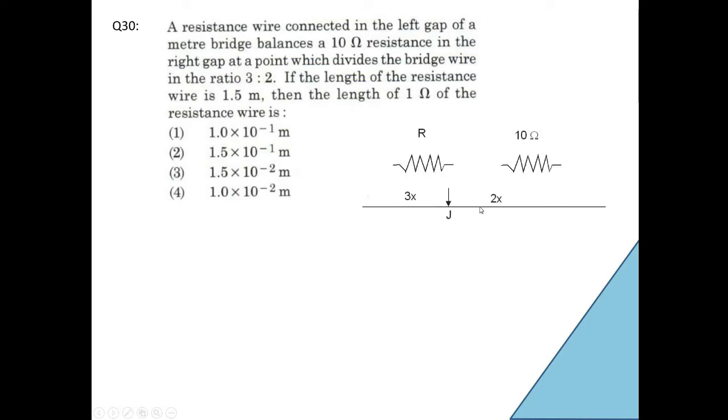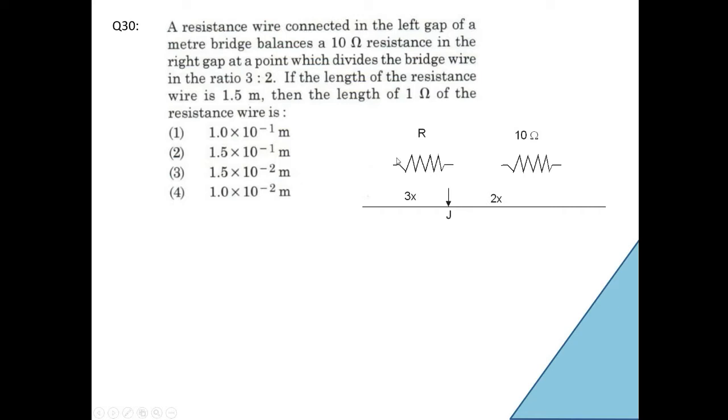So this is the approximate diagram for the meter bridge. I haven't drawn the full diagram. To the extent required, that alone has been drawn. A very simple diagram is drawn here. Left gap, right gap, jockey. The jockey is at the balancing length.